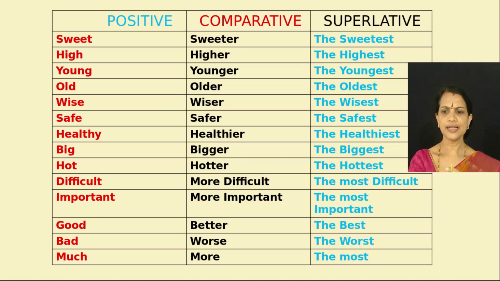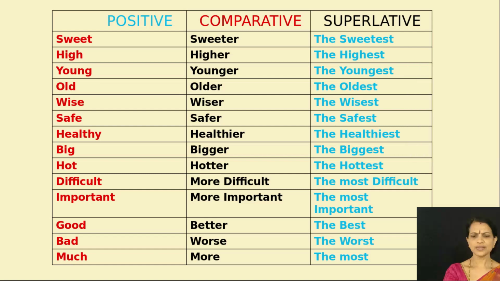Healthy becomes healthier. The spelling Y changes to IER, and in the superlative degree it takes IEST. Big becomes bigger in comparative, the biggest in superlative. Hot becomes hotter, the hottest.